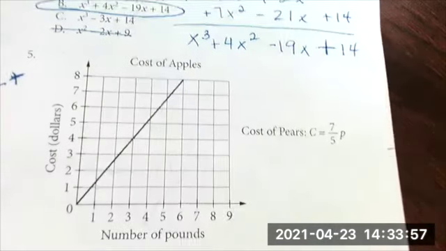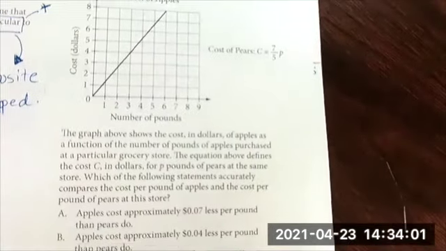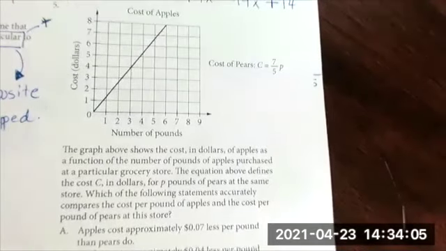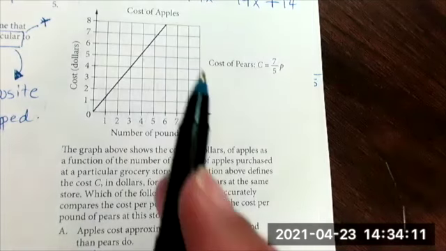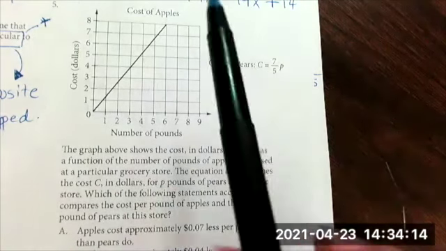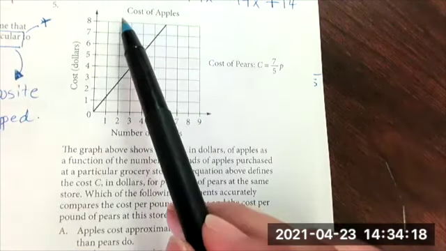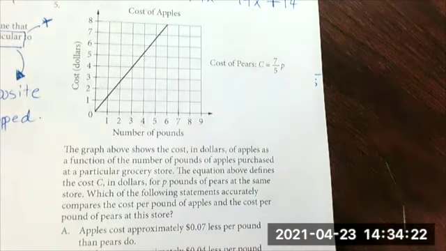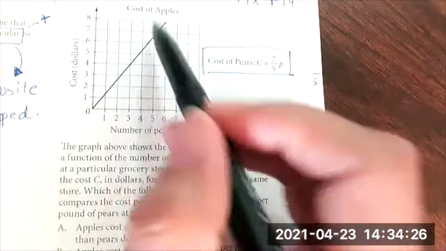All right, number 5. I'm gonna zoom out and then I'll zoom back in right now. So it says, let's read a little bit here. Sometimes I go through it without reading, but let's look at this without actually reading it. This is a graph, which is the cost of apples. This is the cost of pears. So this is the equation for the pears, and we don't have the equation for the apples.